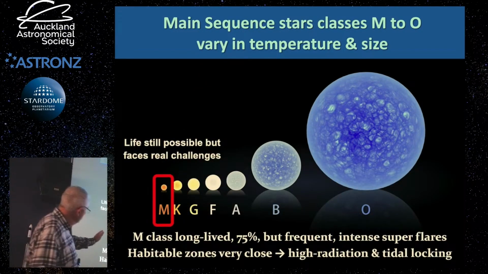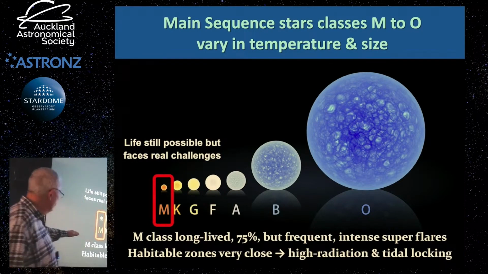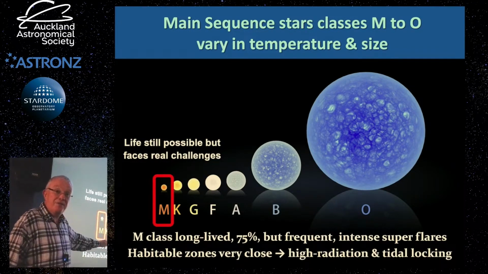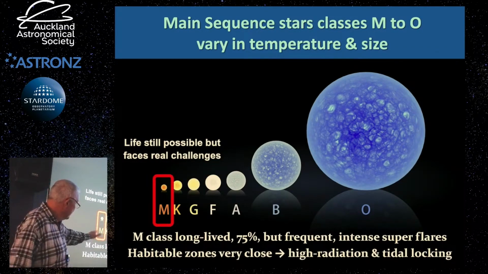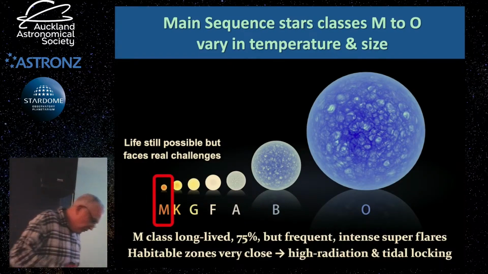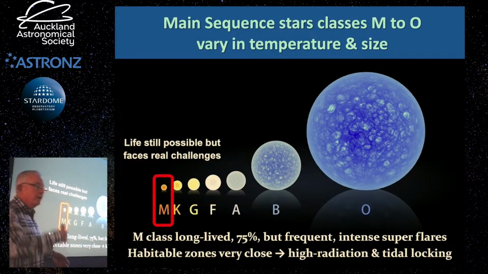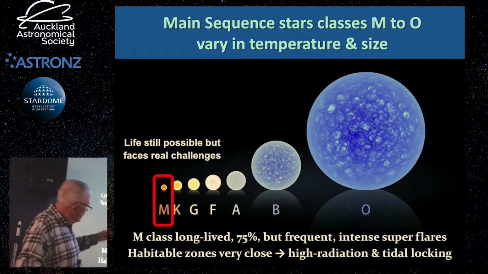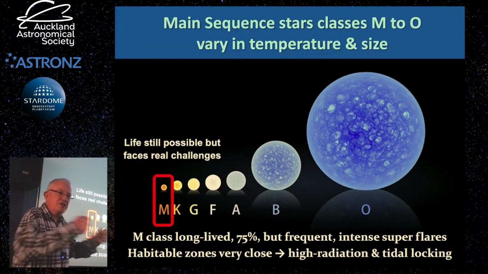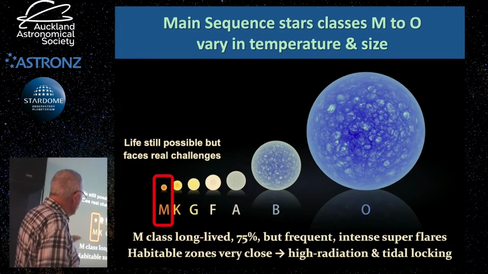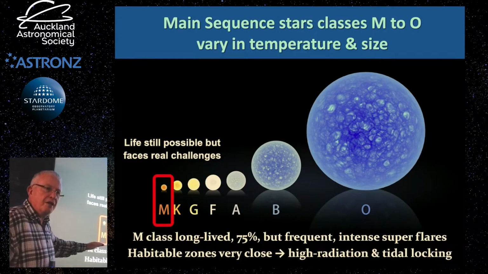Your M class, which are your red dwarfs, and some of your Ks as well, are long-lived, and that's what you want. You want to give life time to move along. These tiny little M dwarfs make up 75% of all stars in the galaxy. But there's a catch: very frequent, intense superflares. Just because of the nature of them, they have a lot of convection going on. They're essentially boiling away. They're feisty little things, and they give out frequent, intense, solar flares on steroids, really intense blasts of energy, which would not be good radiation for an atmosphere or life.